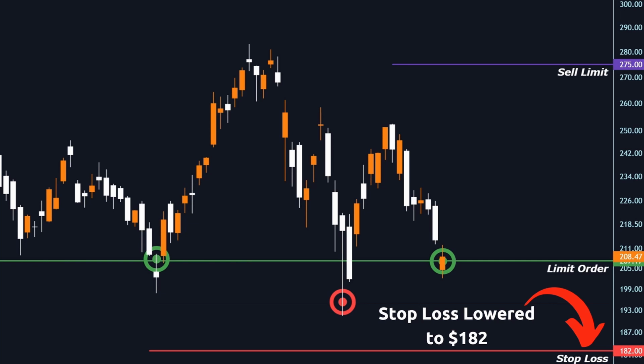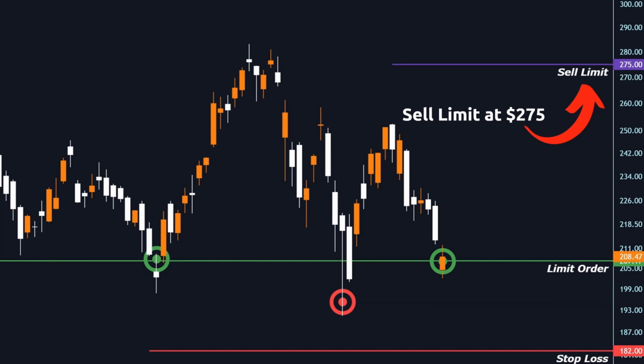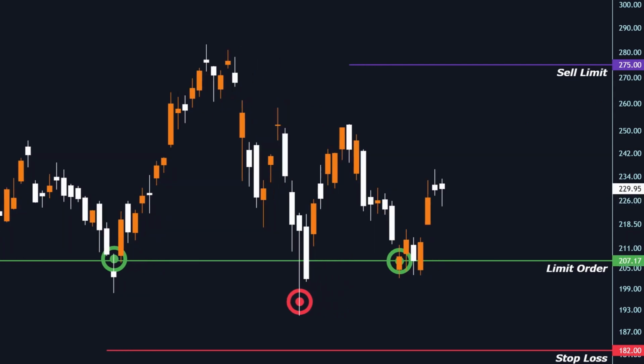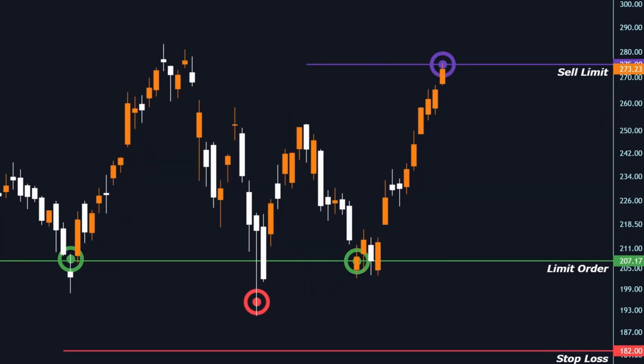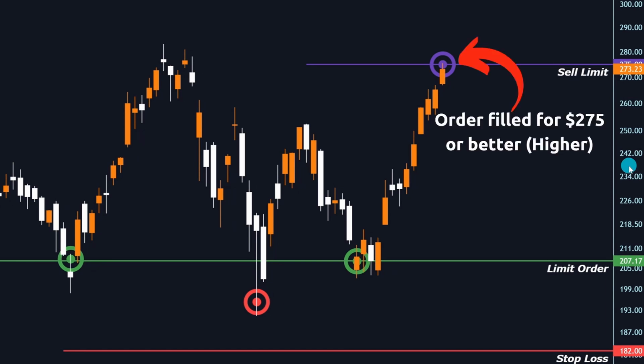I'm going to take a loss. But if it goes all the way up to 275, we have our sell limit set, and that is where we're going to be taking profit. So let's let it play out and see what happens. And look at that. We end up hitting almost the very top. We almost called the top in this case, and we get sold for that 275.